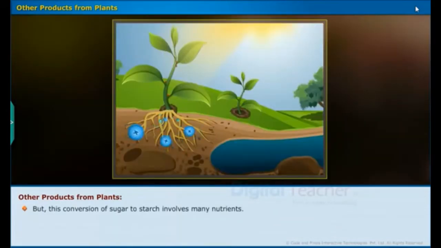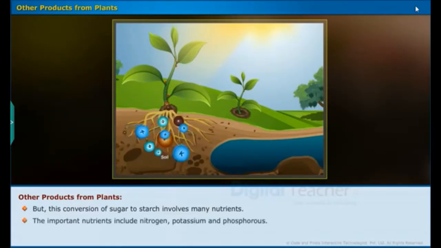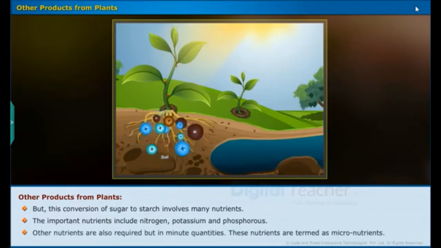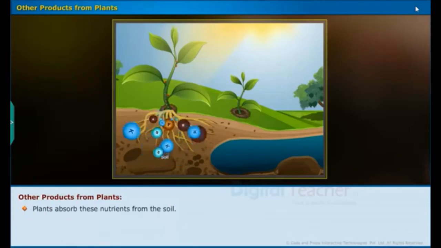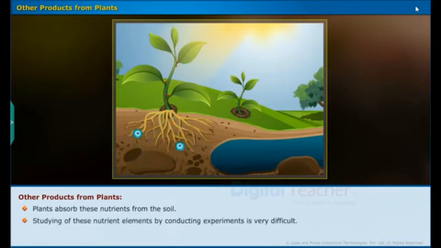But this conversion of sugar to starch involves many nutrients. The important nutrients include nitrogen, potassium, and phosphorus. Other nutrients are also required, but in minute quantities. These nutrients are termed as micronutrients. Plants absorb these nutrients from the soil. Studying of these nutrient elements by conducting experiments is very difficult.